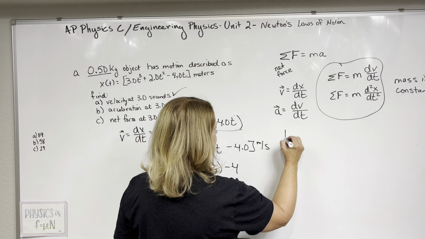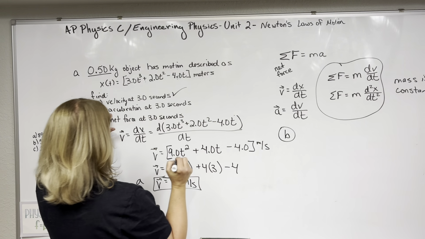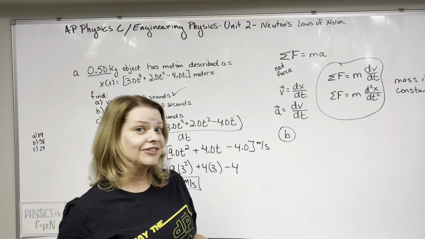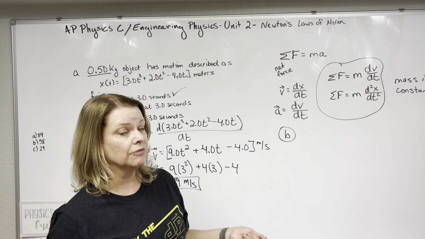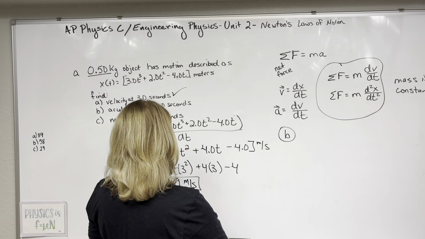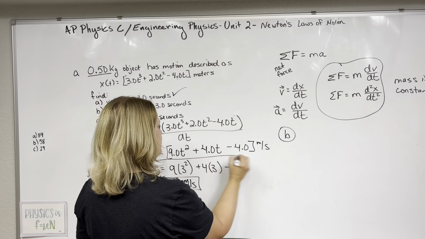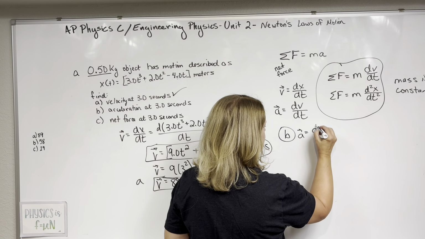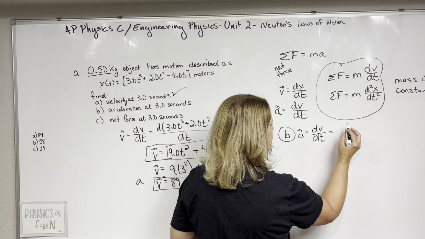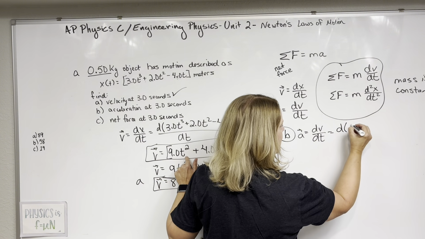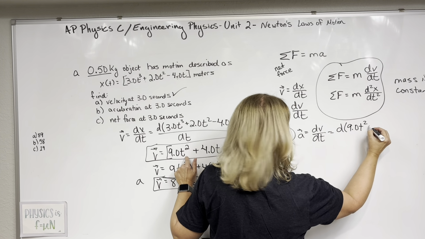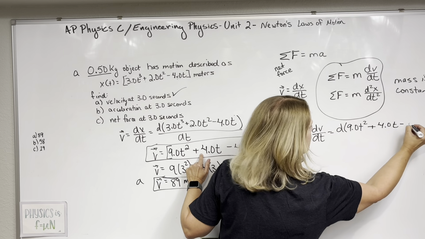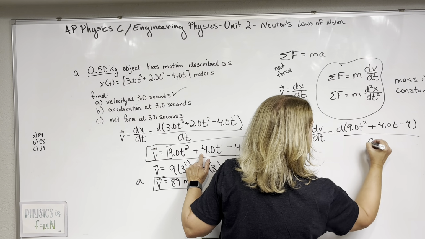Okay, now B, we're going to start with B now. We're going to go to B, acceleration at 3 seconds. Okay, well, acceleration is the derivative of velocity with respect to time, or the second derivative, position with respect to time. It means the same thing. I already have a handy dandy little equation here for velocity, so I'm going to say acceleration is the derivative of that velocity with respect to time. So that is 9.0 t squared plus 4.0 t minus 4 with respect to time.